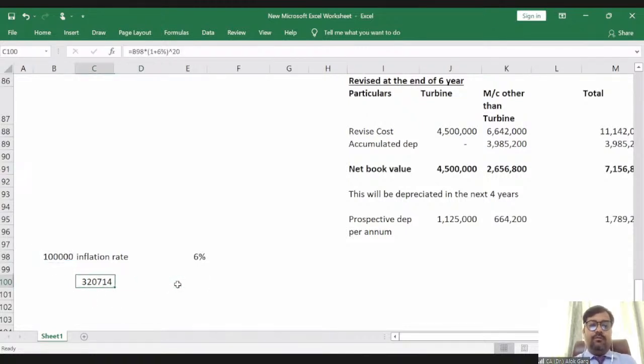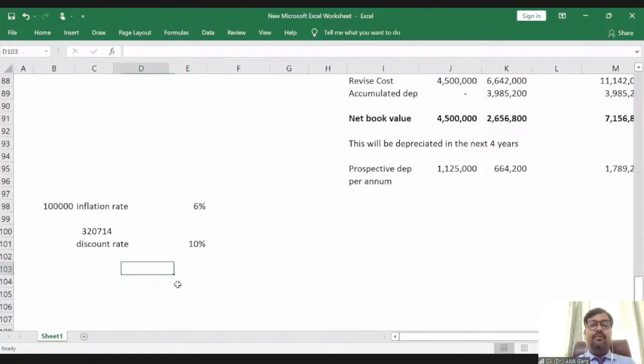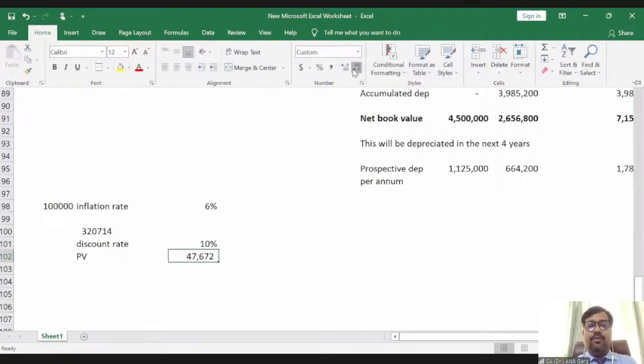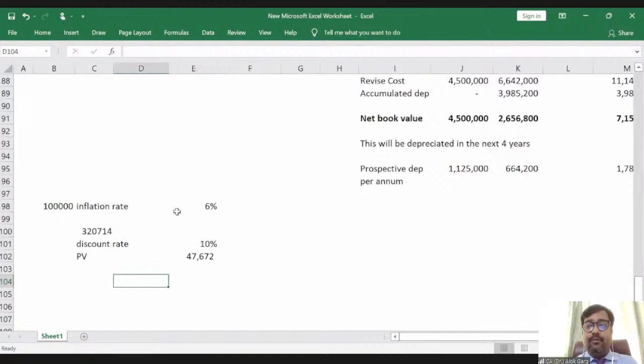So 1 lakh value will be 3,20,714, and for example the discount rate is, let's say, 10%. In that case, what is my present value? My present value would be 3,20,714 divided by (1 plus 10%) to the power 20. So it is coming out at 47,672. So this will be added to the cost of the asset, right? This will be added to the cost of the asset.